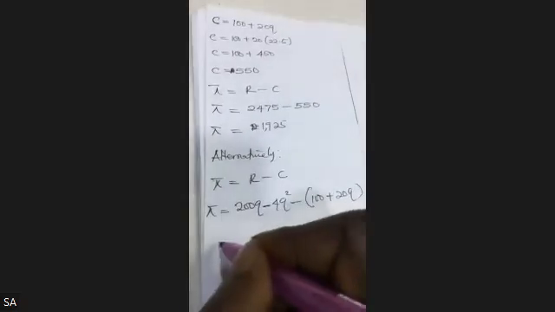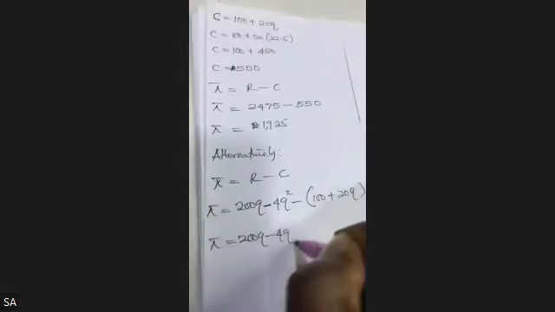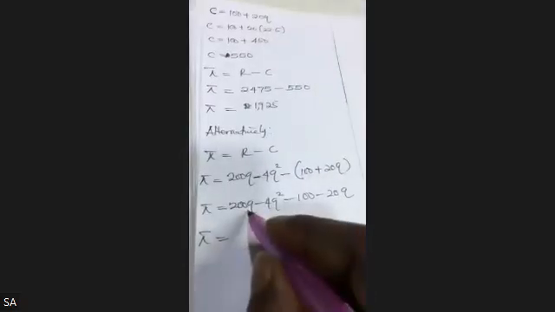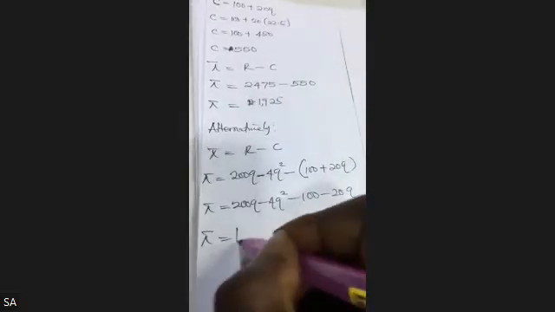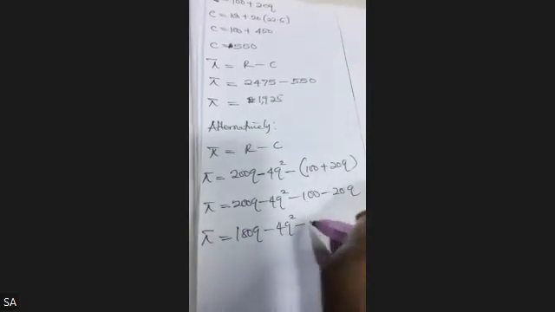So now let's go there, class. This is 200Q minus 4Q squared. Open the bracket, this will give you minus 100. Open the bracket with this minus, this will give you minus 20Q. So 200Q minus 20Q will give us 180Q. Then minus 4Q squared minus 100. Apparently, this is the profit function. In case the question asks you to find the profit function, this is it.